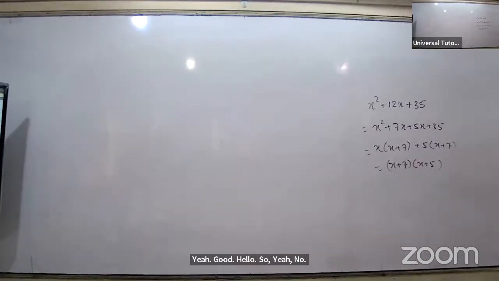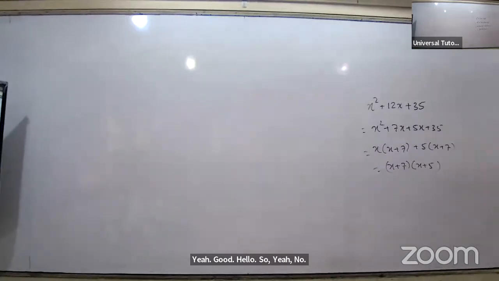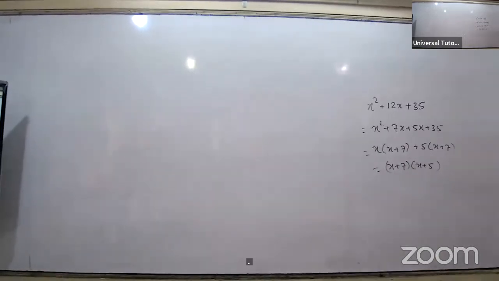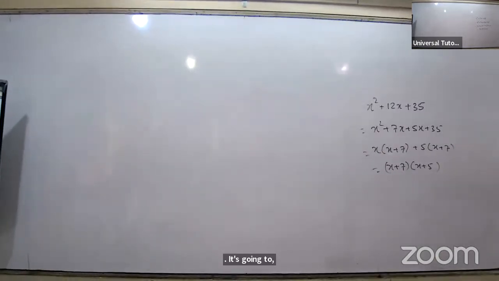A plus B plus C whole square is equal to A square plus B square plus C square plus 2AB plus 2BC plus 2CA. What is A minus B whole cube?